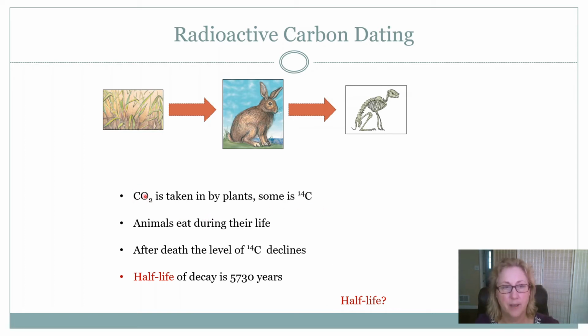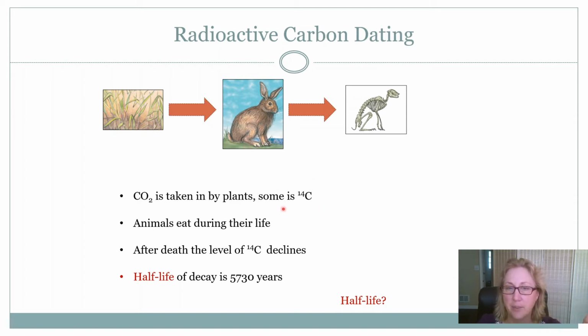So carbon is taken in by living things from the atmosphere. Carbon dioxide is found in the atmosphere. Plants absorb carbon dioxide during photosynthesis and they turn it into larger molecules. Plants turn carbon dioxide into sugars and proteins and fats. And then animals eat those plants, or other animals eat the animals that ate the plants. So all things that are alive are constantly replenishing their carbon. If it's a plant, it's taking it right out of the atmosphere. If it's an animal, it's eating it.